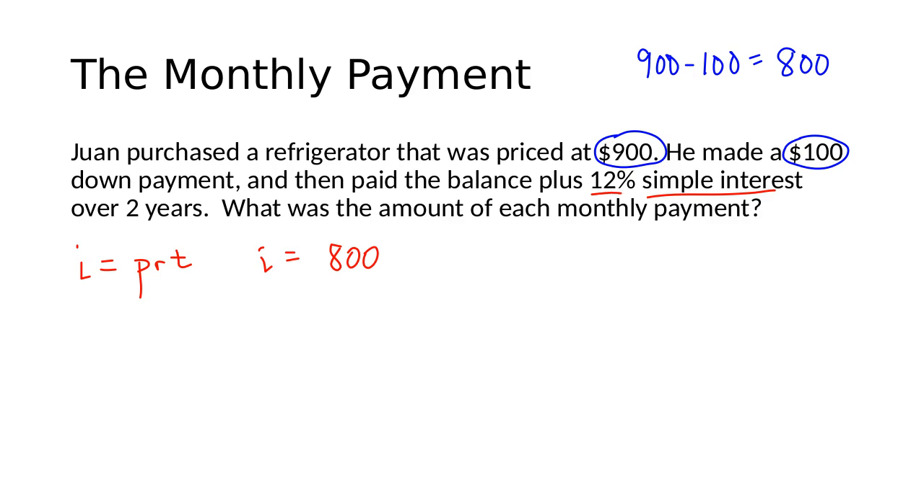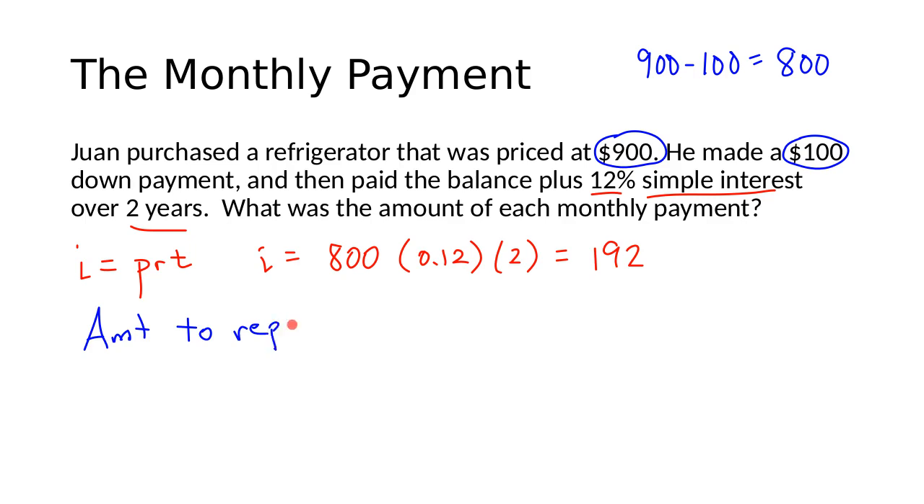We're told that the interest rate is 12% and that it's over the course of 2 years. So multiplying all those together, we find that the amount of interest that Juan is going to have to pay is $192. So the amount that he's going to have to repay is going to be the amount that he owes on the refrigerator, which is $800, plus the amount of interest that he's going to have to pay, which is $192. So altogether, he still needs to pay $992.